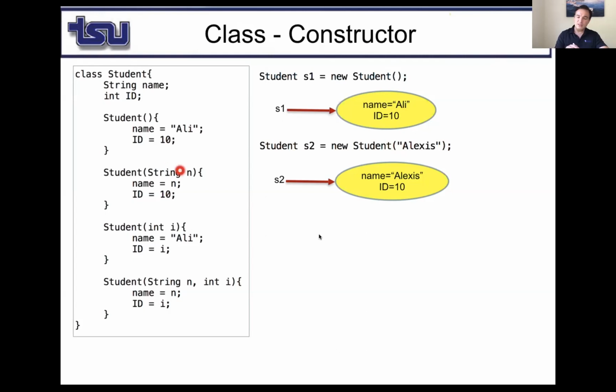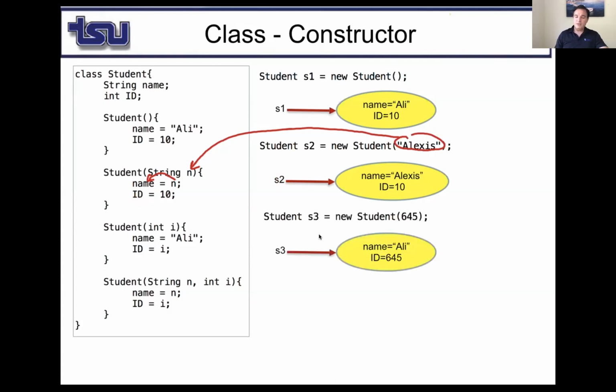Yes, right there, right? So S2 will point somewhere in the memory, and pay attention here, Alexis will be sent right there. So N is Alexis, and then N is assigned to name. So I'm going to go to the memory space where S2 points to, and I will change the name in that memory space to N. That means name will be Alexis. Then I will go to the memory space where S2 points to, and ID will be in that memory space 10.